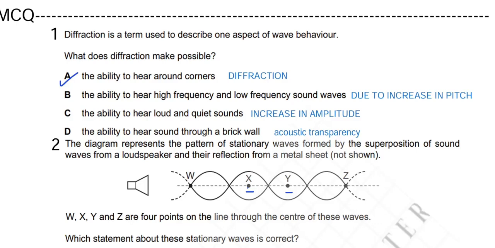First question is about diffraction. The answer should be A, which is an example of diffraction. Obviously, if we can hear sound from the corners, that is due to diffraction, the waves are spreading.